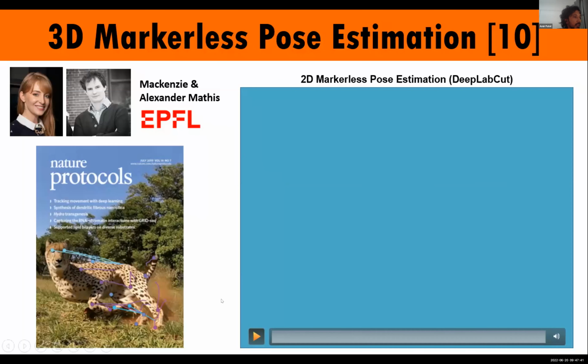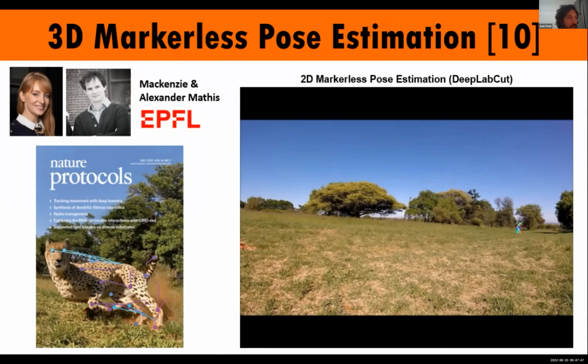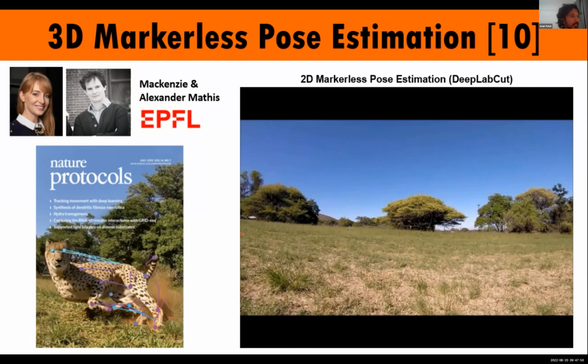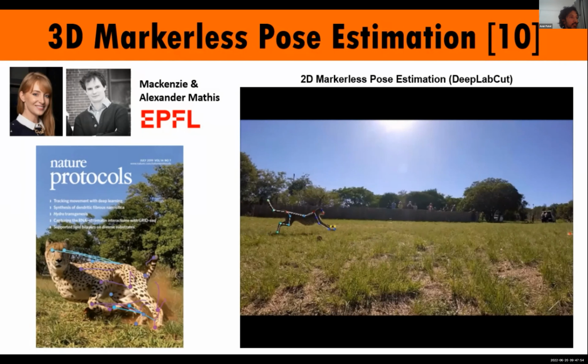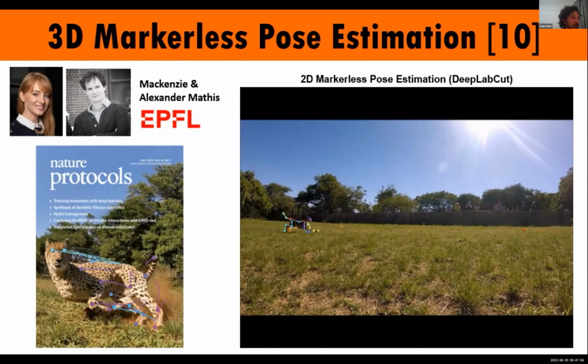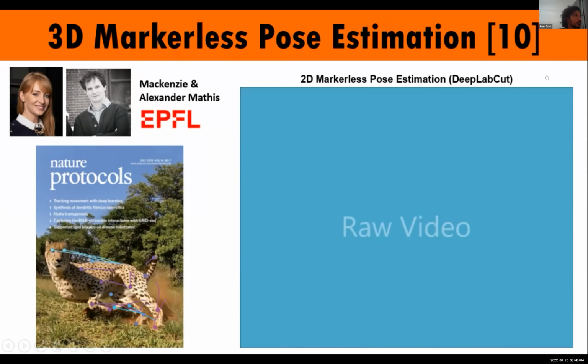So how does it work? We give it the 6 views of the cheetah. So you can see there's an example. And then DLC, I'm sure most of you know, DeepLabCut, gives us the 2D pose estimates of the cheetah skeleton. And then we can do some nice 3D reconstruction, or so I thought. So there was still some problems.